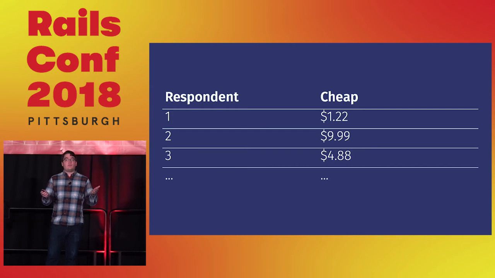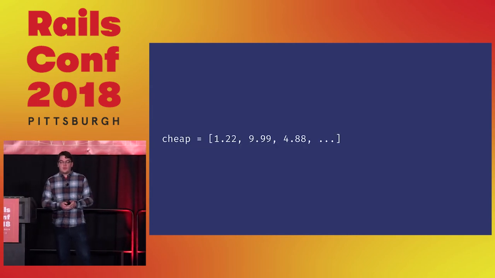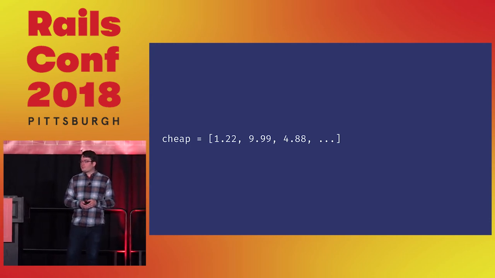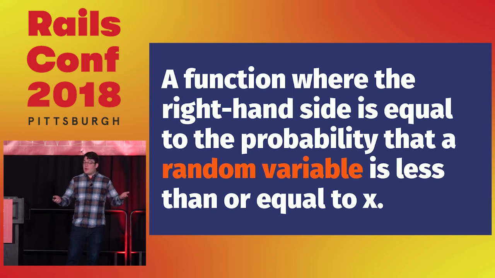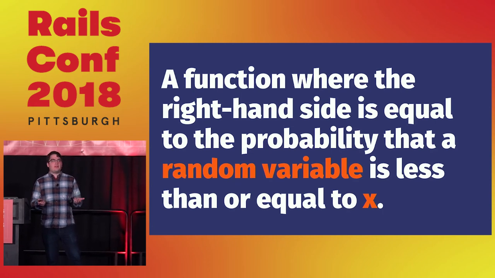So if we're gonna represent this in Ruby, if you need to write a script to do this for you, cheap is just the observations that you have of your variable. All right, so that's the random variable. What can we pick apart next? How about this X? People often get intimidated by seeing variables when they're talking about math.